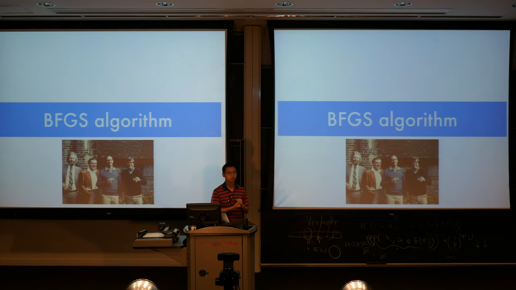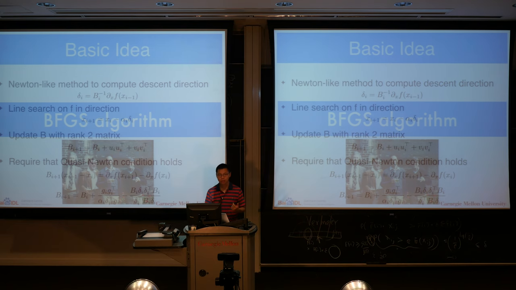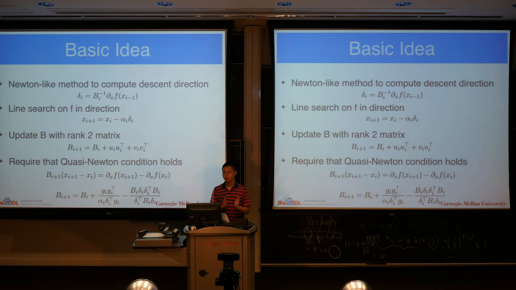To solve that problem, one idea is that because the Hessian is only used to normalize the first order gradient, why not just use an approximate Hessian matrix? So this is what is called BFGS. The basic idea is using the past first order gradients to approximate the inverse of the Hessian, so that you only need to compute the gradient.